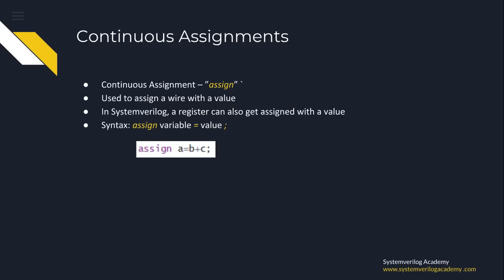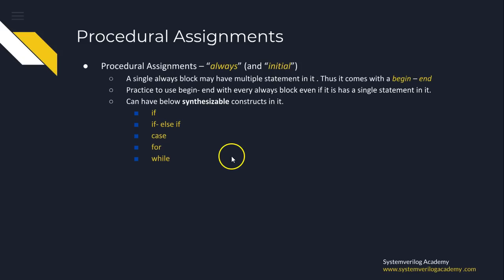Continuous assignment. The keyword assign is used for continuous assignments in Verilog or SystemVerilog. In Verilog, only a wire-type variable can be assigned using this, but in SystemVerilog, it can also be used with a register-type variable. A single assign block can have only a single statement in it. Its syntax is: assign variable equals value, semicolon. Here is an example.